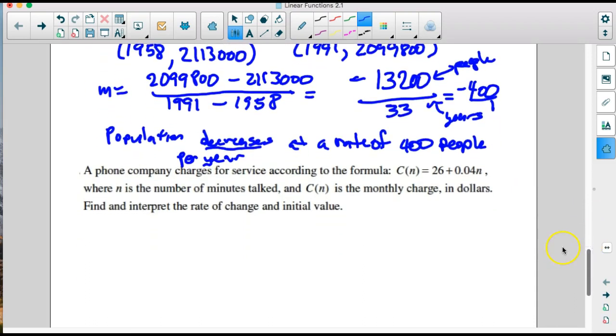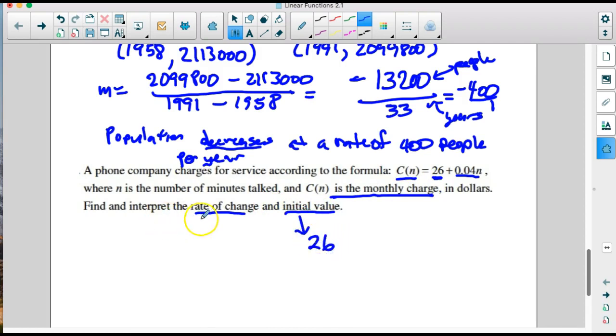It says a phone company charges for a service. This time they're using function notation. So instead of y, they wrote this function. They've reversed it, so they've given you the initial value first and the rate of change second. Okay, so that's what they're asking for in this problem. What's the monthly charge? And it's asking you to interpret the rate and the initial value. So in this case, they reversed this on you here. The initial value would be 26.